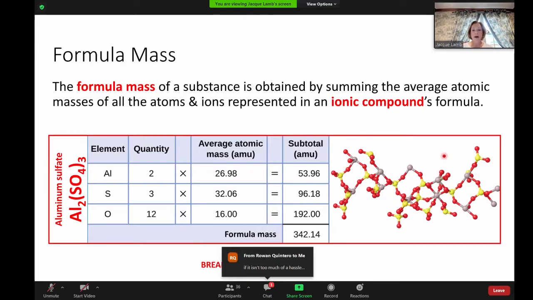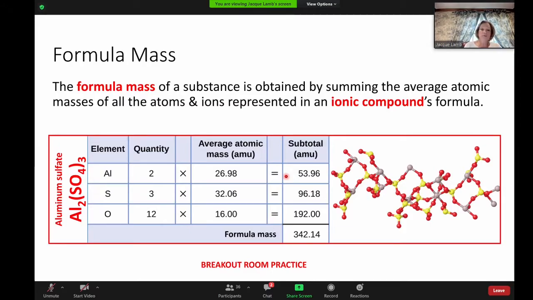When you're talking about ionic substances, they exist in these large three-dimensional arrays. They go out in three-dimensional space. And so there is no such thing as an isolated molecule. So what we do is, in this case, we're going to talk about the formula mass, and the formula mass is determined by the simplest whole number ratio that exists in that compound.